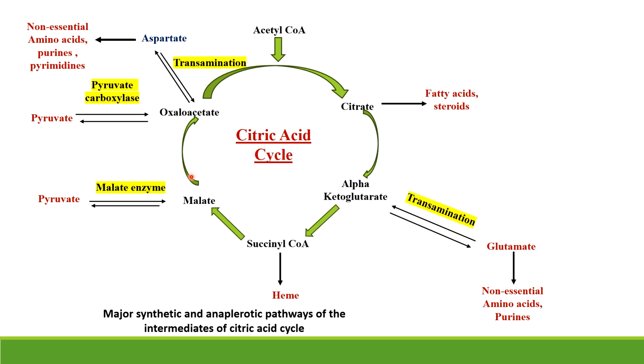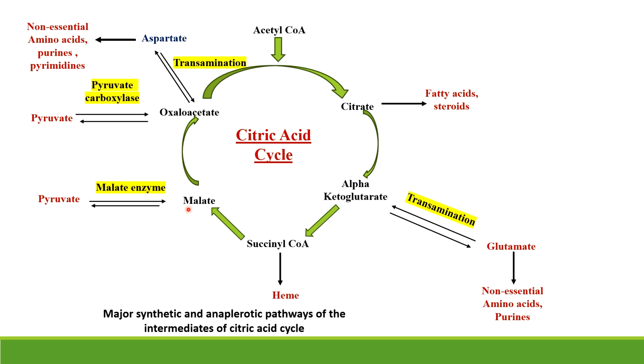Here you can see the citric acid cycle. Acetyl-CoA is getting converted to citrate. From the citrate, you get fatty acids and steroids. Alpha-ketoglutarate is the product of transamination of glutamate, so there is interconversion between glutamate and alpha-ketoglutarate. This glutamate is required for the synthesis of non-essential amino acids as well as purines. Next one is succinyl-CoA. It is required for the synthesis of heme.